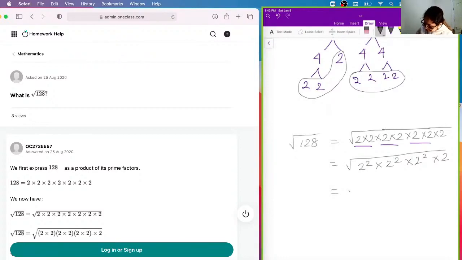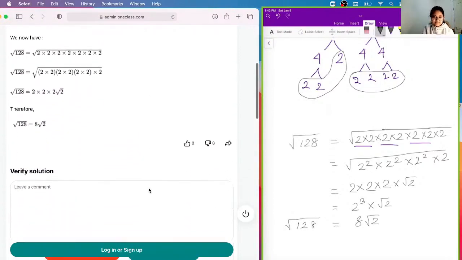So we finally get 2 times 2 times 2 times the square root of 2, right? We can basically multiply the 3 2's out. It's going to be 2 cubed times the square root of 2. We know that 2 cubed is 8, and it's going to be multiplied by the square root of 2. And so the square root of 128 is equal to 8 square root of 2. That was the solution.